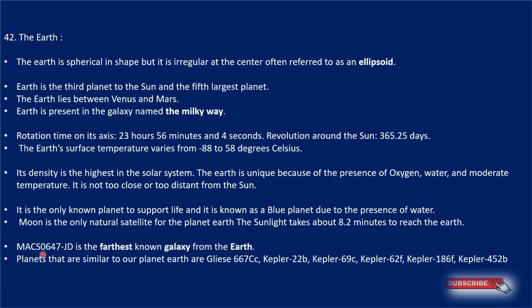MACS 0647 JD is the farthest known galaxy from the Earth. Planets similar to our planet Earth are Gliese 667Cc, Kepler 22b, Kepler 69c, Kepler 62f, Kepler 186f, and Kepler 452b.